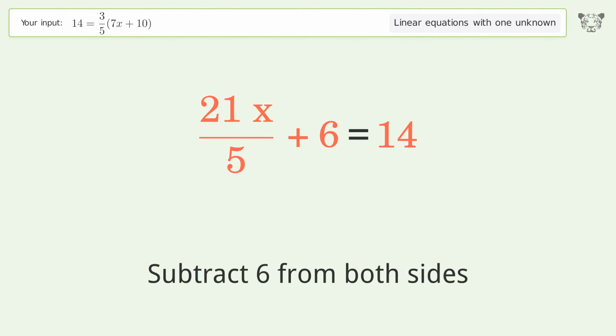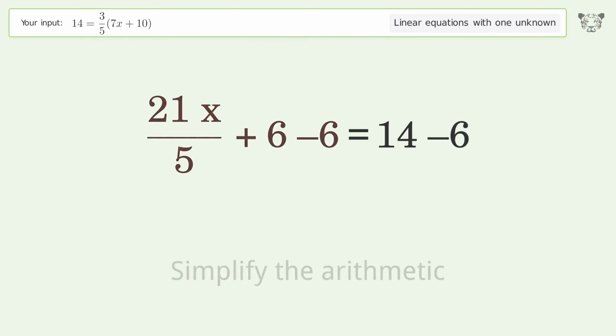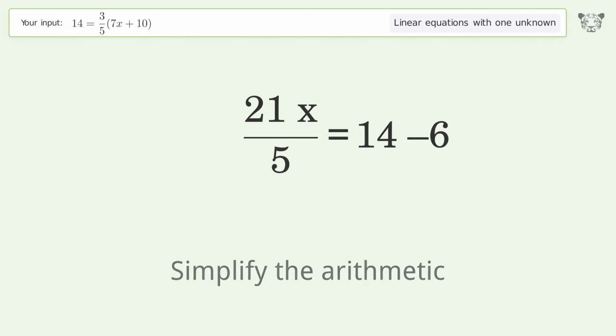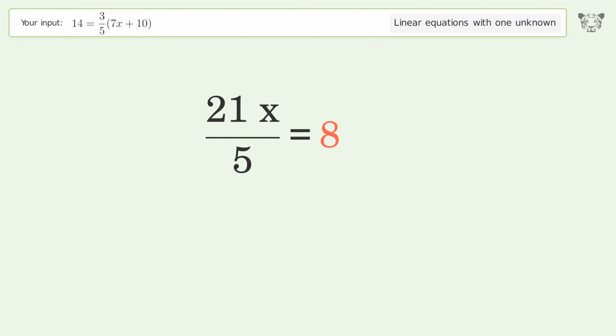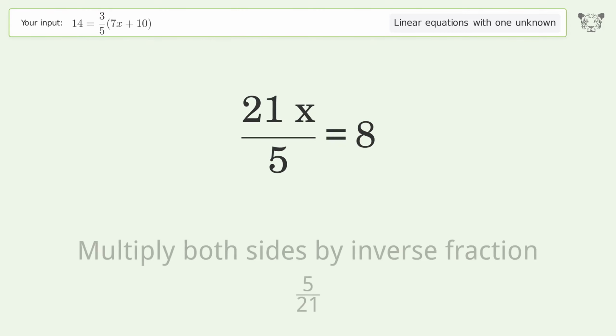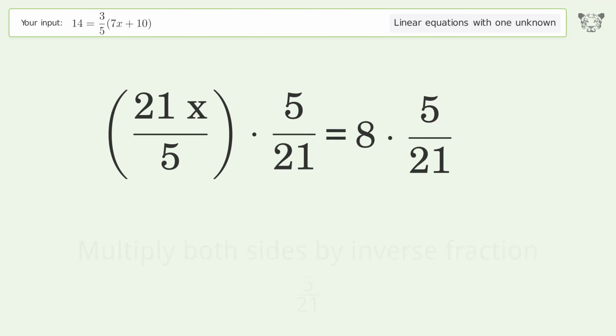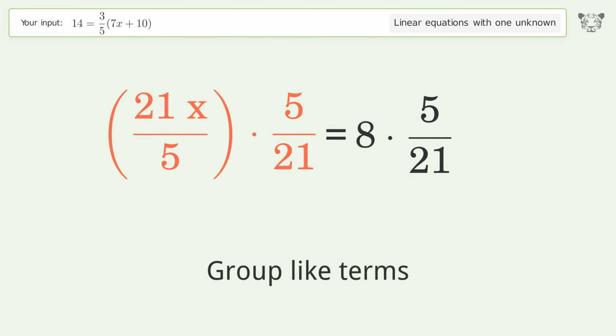Subtract 6 from both sides. Simplify the arithmetic. Isolate the x. Multiply both sides by inverse fraction 5 over 21. Group like terms.